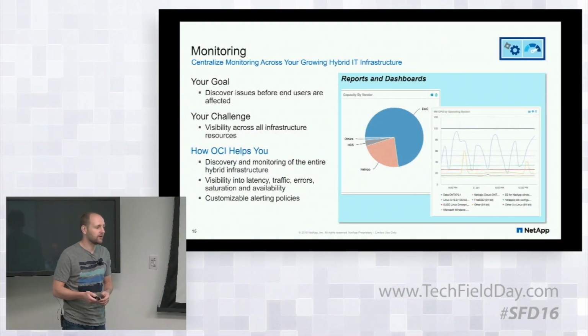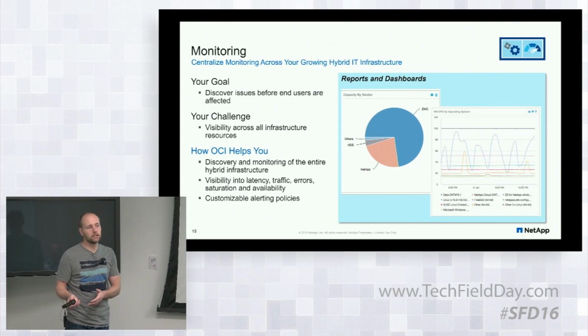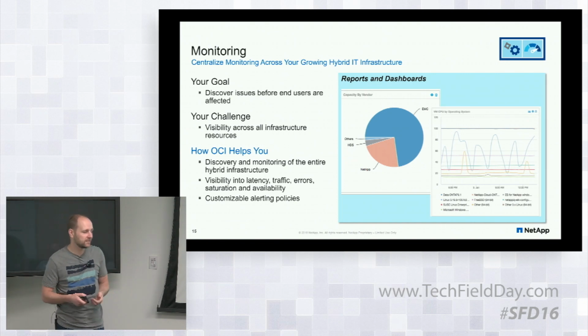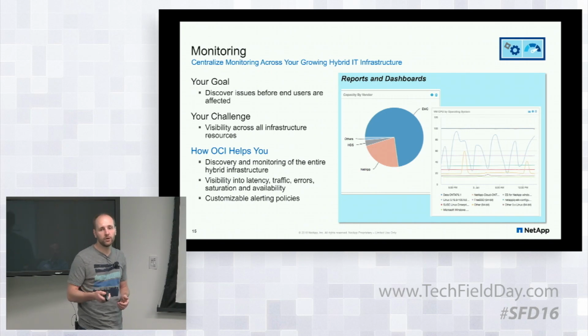So the goal is to discover issues before they actually become real end-user affecting events. The challenge is you've got to get visibility across that entire infrastructure, regardless of where it is, on the on-premises environment or out in the cloud. And it's across the entire IT infrastructure set that we have the ability to discover and monitor. We pull in all the performance characteristics from the latency, the traffic, the errors in the environment, and then we've got customizable alerting policies that drill deep into what's going on.